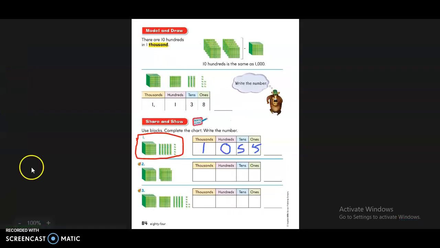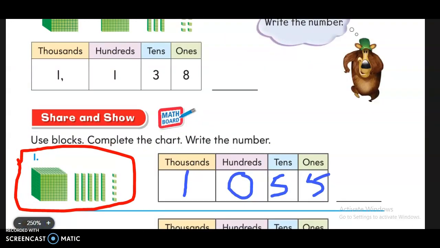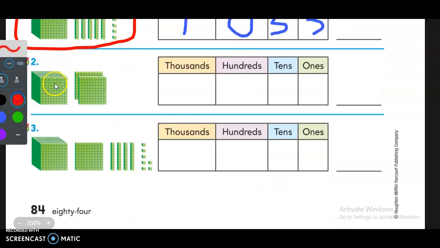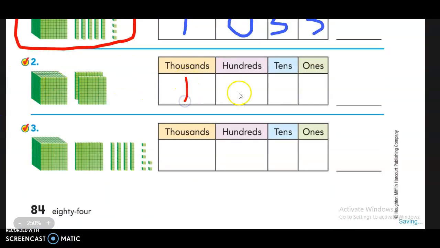Well, let me go back, sorry. Didn't mean to get off. Okay, what you should have gotten for these is 1,000. I got 2 hundreds. No tens. No ones. So I got 1,200. Just like here, I forgot to write that number.